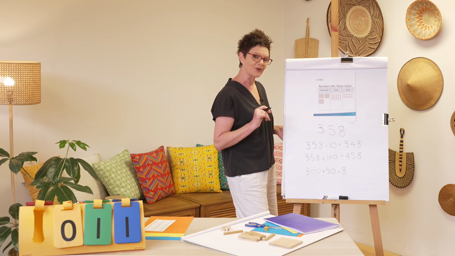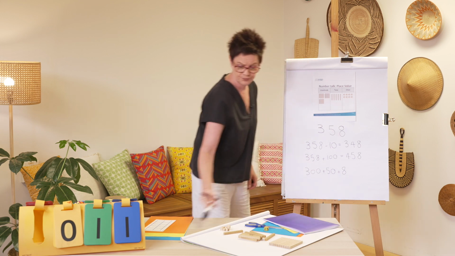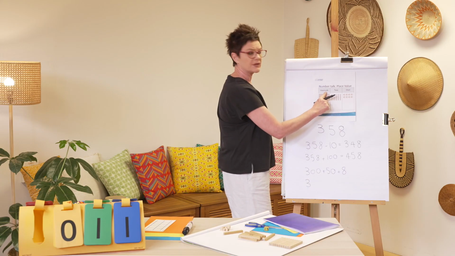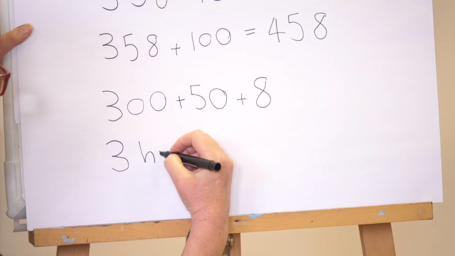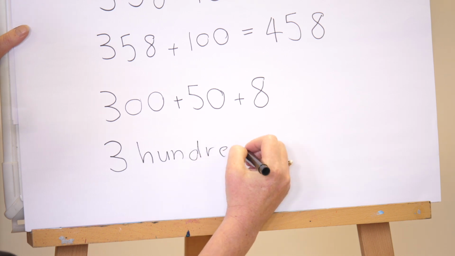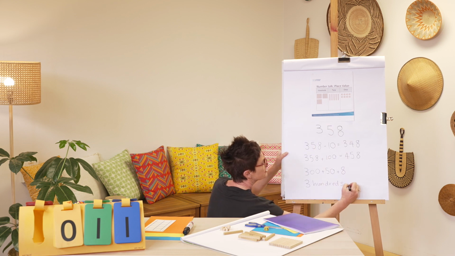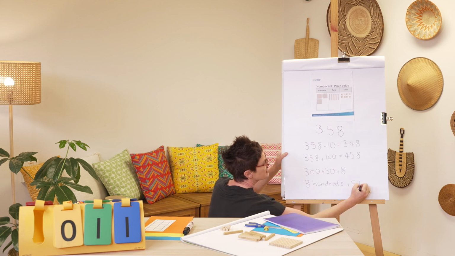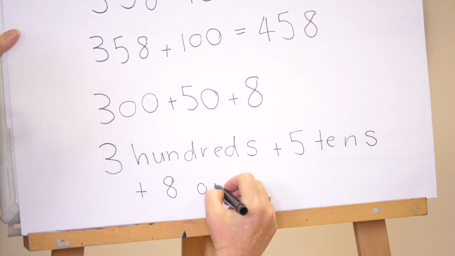And the last way I can represent that is with my words. So let's have a think. I can go 3 and write the word hundreds. 3 hundreds. And how many tens again? That's right, 5 tens. And 8 ones. Okay.